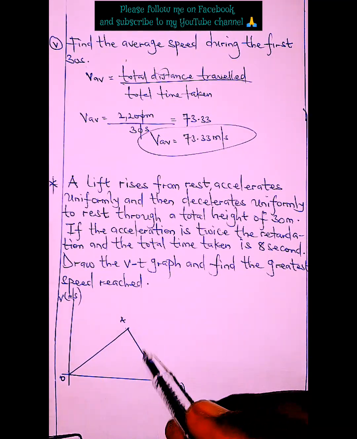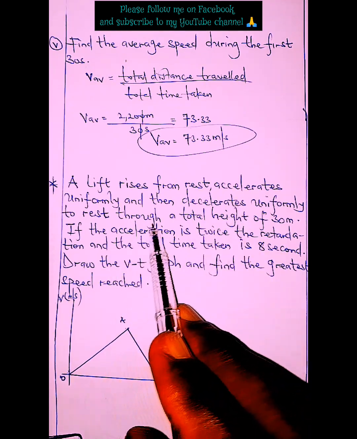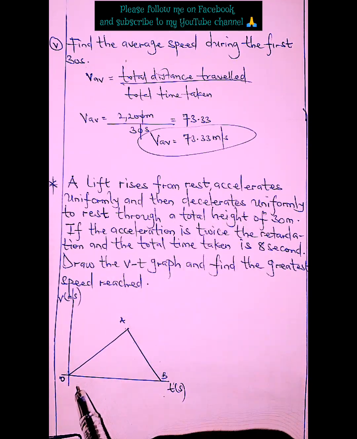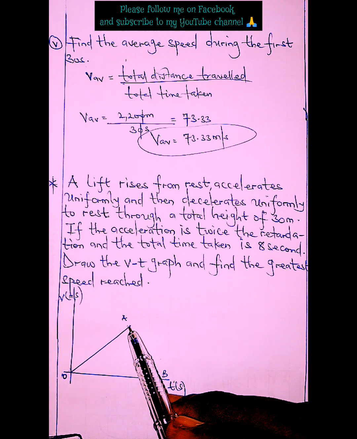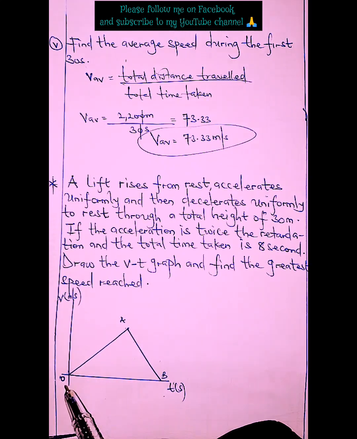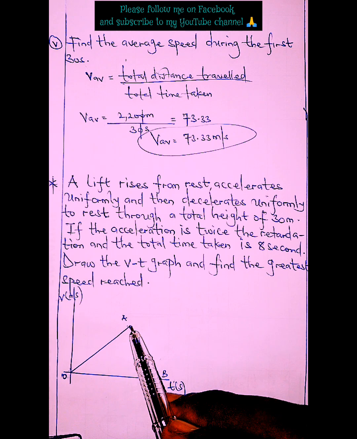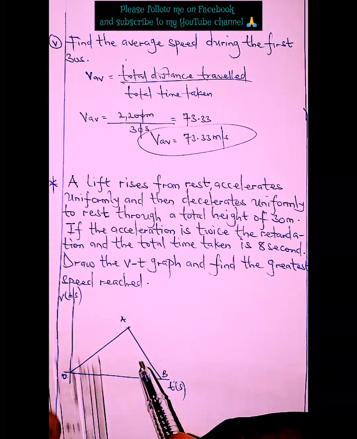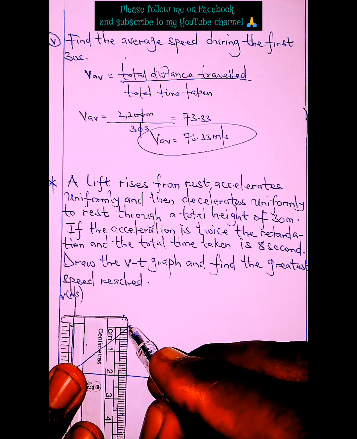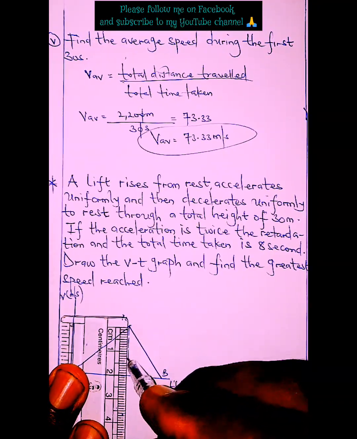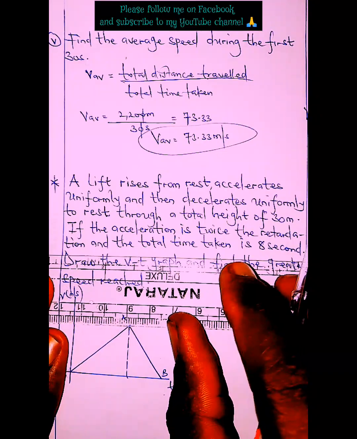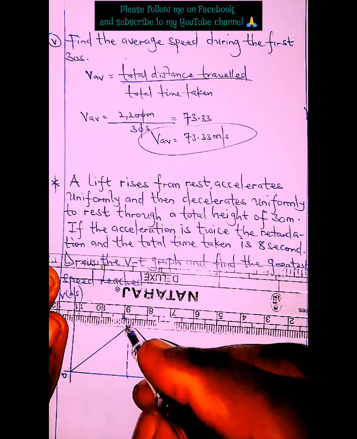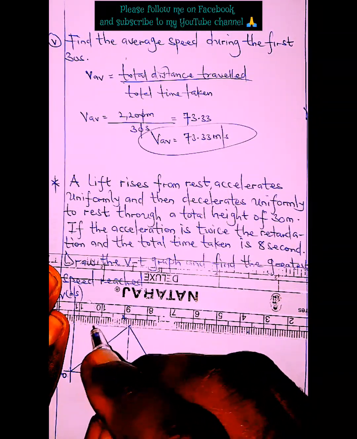Now, don't forget, a lift rises from rest, accelerates uniformly, and then decelerates uniformly. So the body accelerated from rest, from no speed at all, up to a given max speed. It took the body some time. We are not told at all, and we are also not told the max speed the body attained, and that's what makes the question more witty.